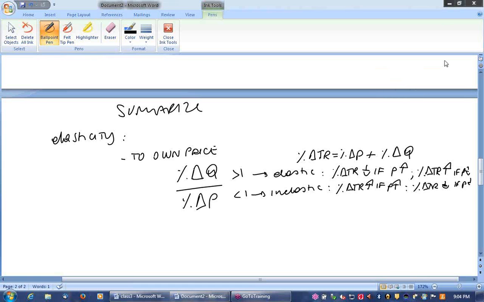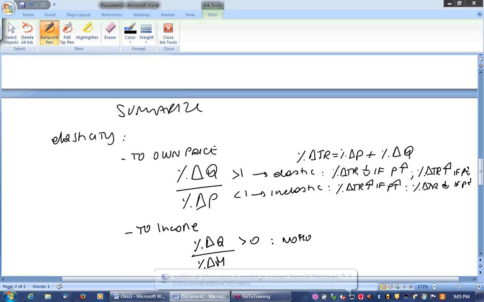Then, elasticity to income is the percentage change in quantity divided by the percentage change in income. If this is greater than 0, you have normal goods. If it's smaller than 0, you have inferior goods.